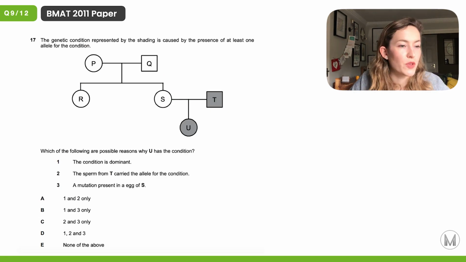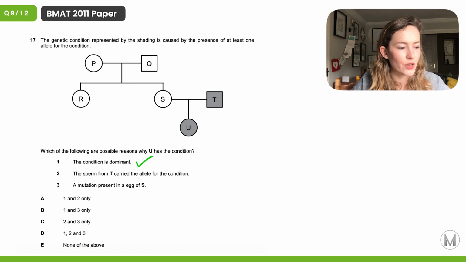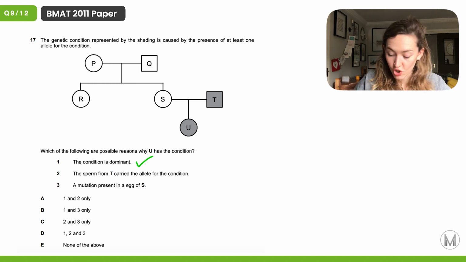So in this question from the 2011 paper, it tells me that the condition of the shaded is caused by the presence of at least one allele. Therefore, statement 1, the condition is dominant. I know that's true because when a condition is dominant, I only need one allele in order to have the condition. Statement 2, the sperm from T carried the allele for the condition. So as the condition is dominant, it could be that the sperm from T has carried the allele, and therefore due to random fertilization, that has then been passed on to U.